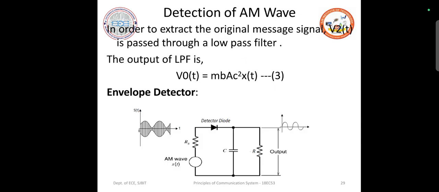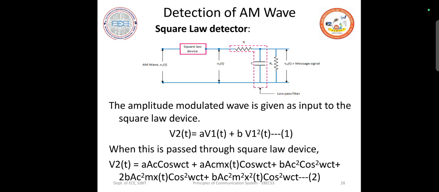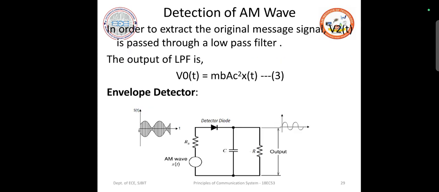In order to extract the original message signal, we have to pass the signal we have received here, which is v2 of t, the last equation, equation number 2, through what is called a low pass filter, shown in the circuit. I should choose appropriate RC values so that I get the output as some scalar constant m times b times Ac square times x of t, which is your modulating signal. So this is the whole idea behind performing the demodulation.